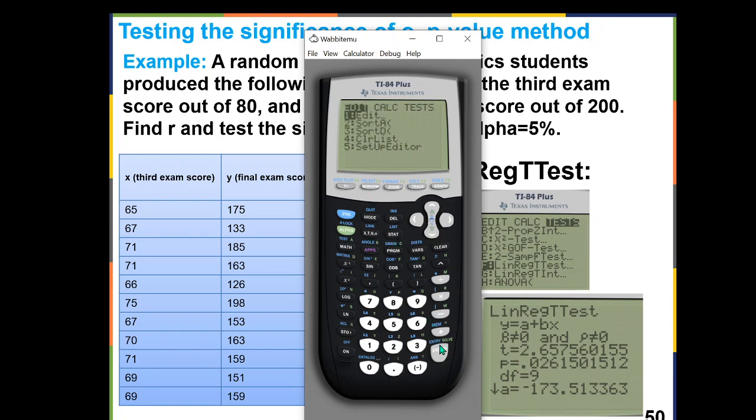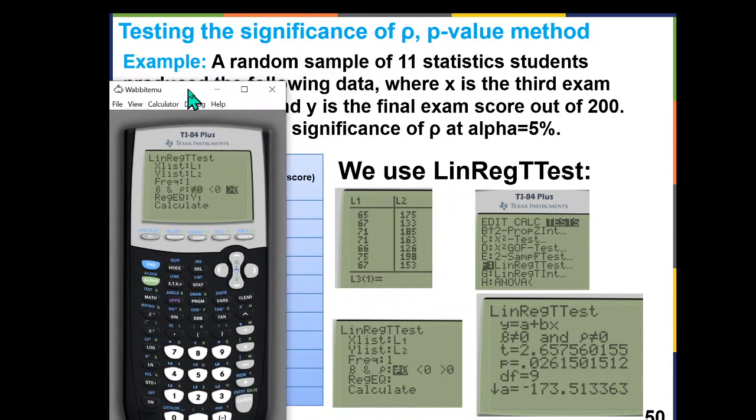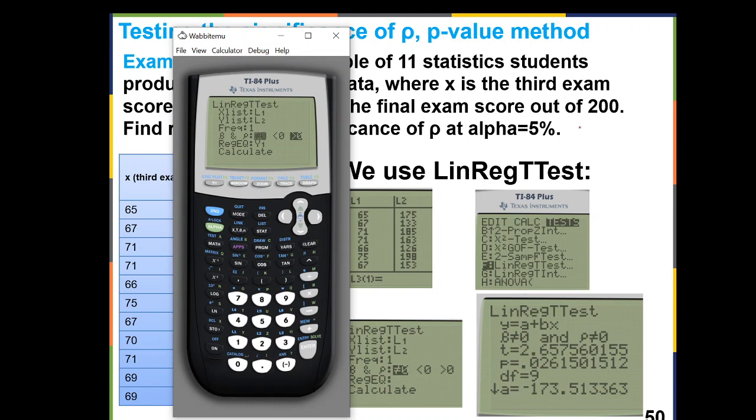Remember, L1 and L2 are these numbers, right? We still have them there. So I'm going to go to stat, then tests, and linear regression t-test. L1 and L2 is good. Frequency I don't have. We have one of each. And let's do a two-tailed test. That means we assume H null says rho equals 0, and H alternative says that rho is not equal to 0.